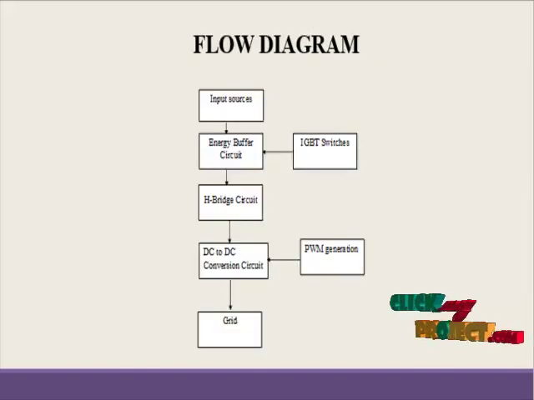Now we discuss our product flow diagram. In our process, we mainly focus on a few modules. The first module is the input source. In this block, the structure is made up of 3 modules.